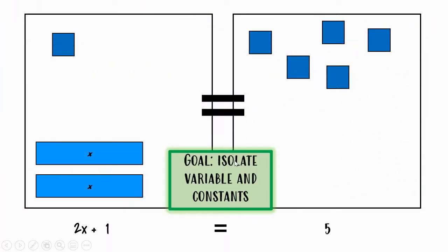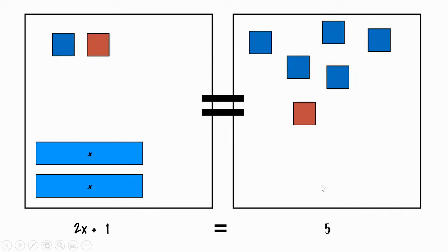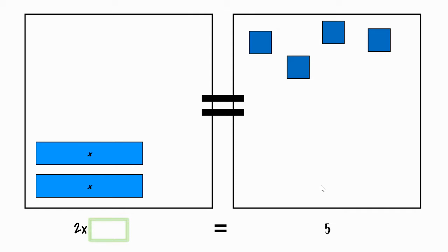Okay, so our next step is to focus on these constants. We need to get all of the constants onto one side. Since the variables are over here, we want them all to be over here. So I'm going to add zero pairs again, just 1 negative unit square. They'll cancel each other out, and then they can be removed from the equation mat. On the left side, that plus 1 just went away. And on the right side, that 5 unit tile just turned into 4.